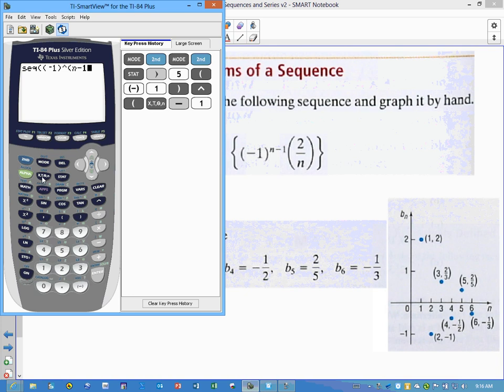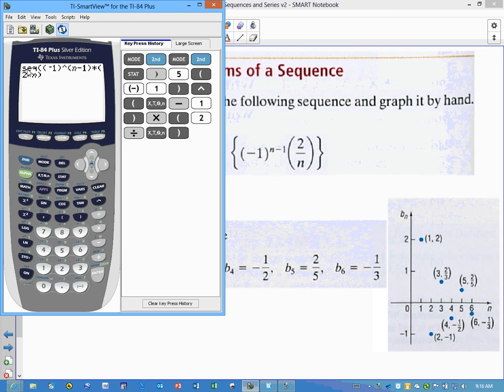In parametric mode, you press that, you get t. In polar mode, you get theta. And in sequential mode, you get n. So it's n minus 1, close parentheses. So it's -1 to the n minus 1. And then I'm going to multiply that by 2. If I want to open parenthesis again, 2 divided by n, close parenthesis. That way I know I have it exactly the way it is here.